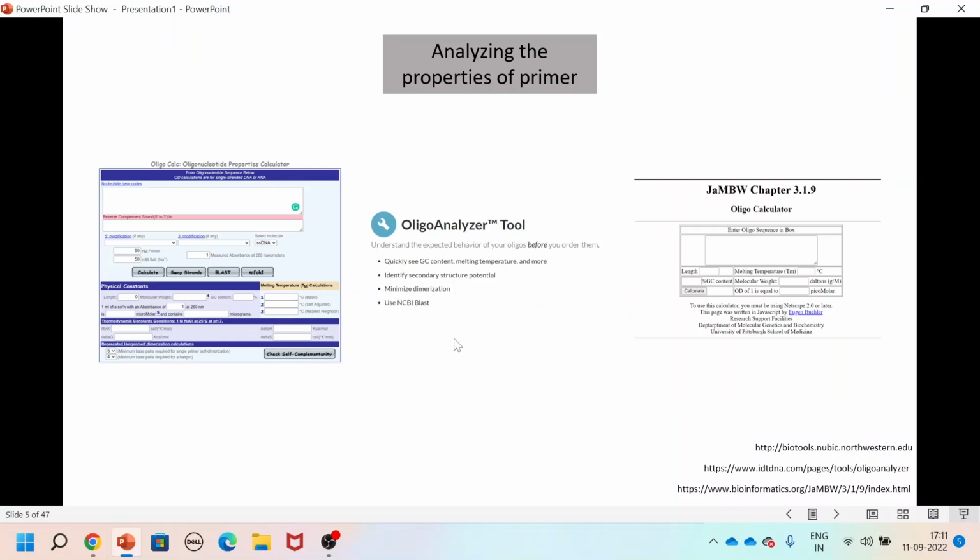Similarly, there is the OligoAnalyzer tool, where we can quickly see the GC content, melting temperatures, whether there is any secondary structure formation potential in the primer, or whether there is a property of dimerization in this primer. So we can use these tools to check whether the primer which we have selected for the amplification is appropriate or not. There is another tool, also known as Oligo Calculator. You can just mention the primer sequence here, and it will give you the length, melting temperature, and the OD in case you want to measure the concentration of the primer.